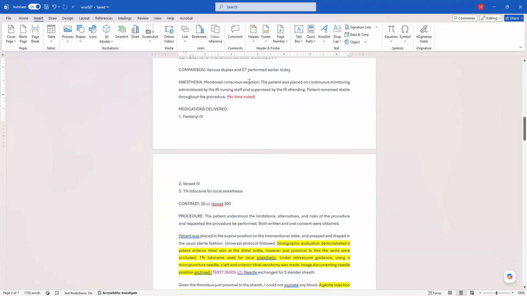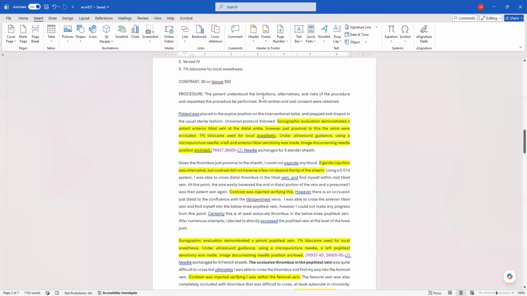So monitored conscious sedation is mentioned in the report. We don't have any time noted, so we would want to go find that time somewhere. I'm pretty sure it was at least 10 minutes to meet that 10-minute threshold for 99152. But since we don't have the total time, we would want to go find that elsewhere in the medical record and then make sure that we're coding the 99152 and 99153 as appropriate.